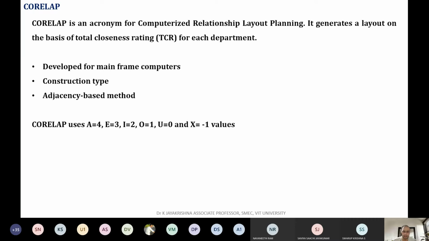I'll give you one example. What will be the closeness rating on a scale of 10? For example, what will be the closeness rating of you and the mechanical department? If you're from the mechanical department, what will be your closeness rating to the mechanical department or to the GDN block? 10 out of 10, you can give me the value. 10. Okay. And what will be your closeness rating to the technology tower?